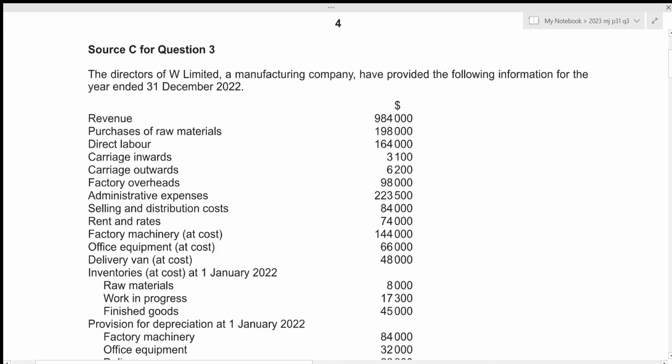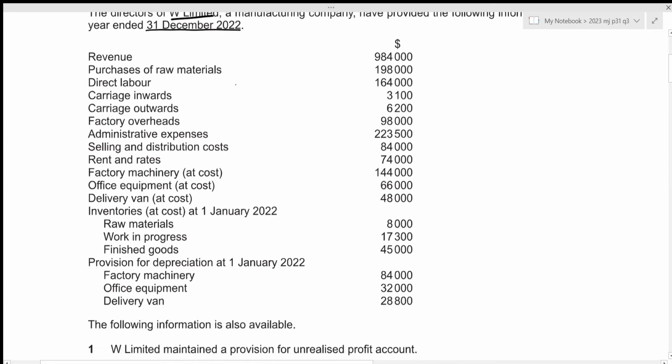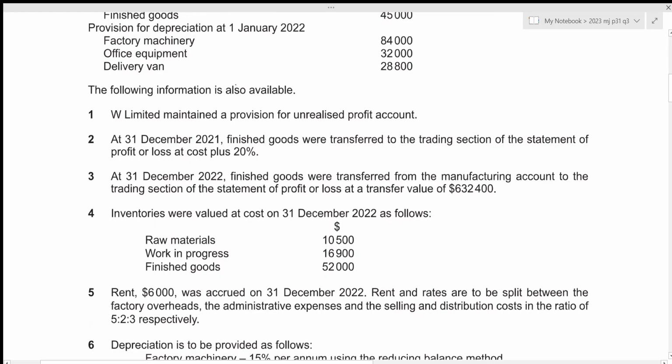The director of W Limited, a manufacturing company, have provided the following information for the year ended 31st December 2022. Alright, we're given various information regarding our costs. Now we're also given additional information.